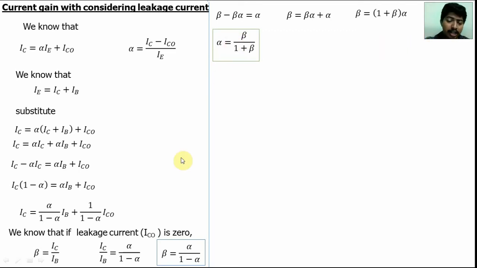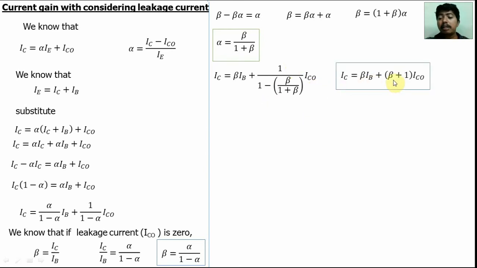Substitute alpha and beta values in this equation, you will get IC is equal to beta into IB plus 1 by (1 minus alpha), where alpha is equal to beta by (1 plus beta), into IC naught. If you simplify this equation, you will get IC is equal to beta IB plus (beta plus 1) into IC naught. This is the common emitter current gain equation considering the leakage current. If the leakage current is 0, beta is IC by IB. If the leakage current is not 0, we have to use this formula.